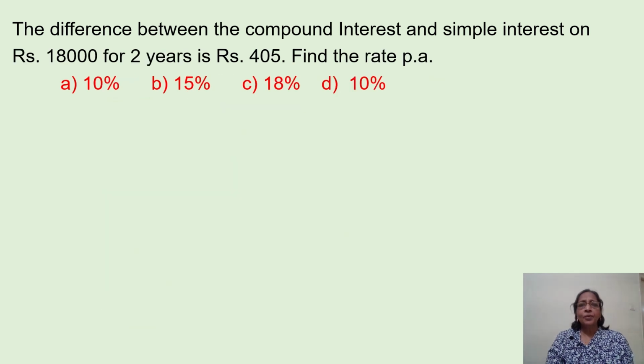The difference between the compound interest and simple interest on rupees 18,000 for 2 years is rupees 405. Find the rate percent. Now again here you are given the difference, number of years is 2. You need to find the rate, but you are given the principal, unlike the second sum. So I'm going to use the formula here. Now this is for 2 years.